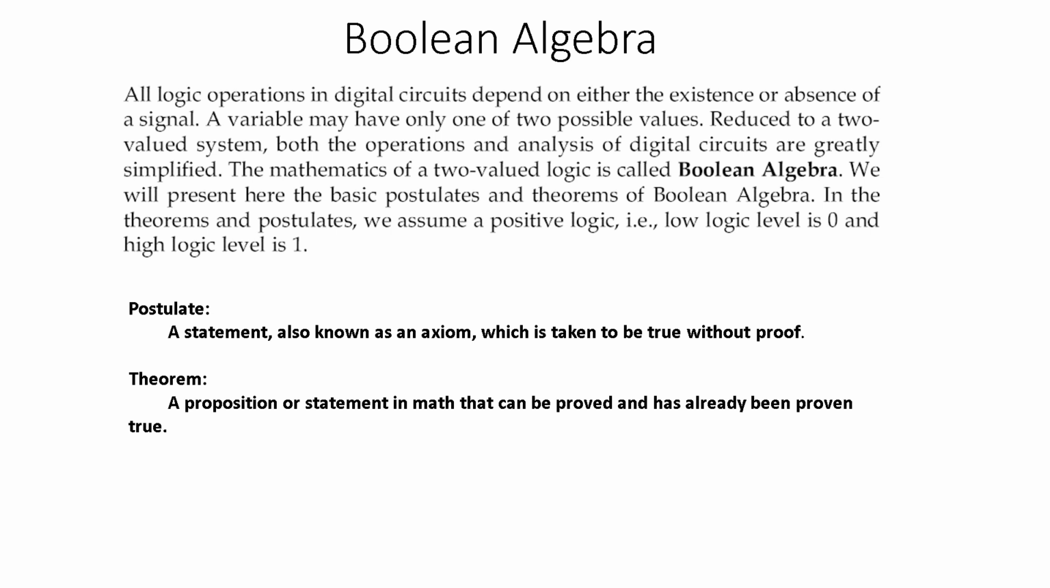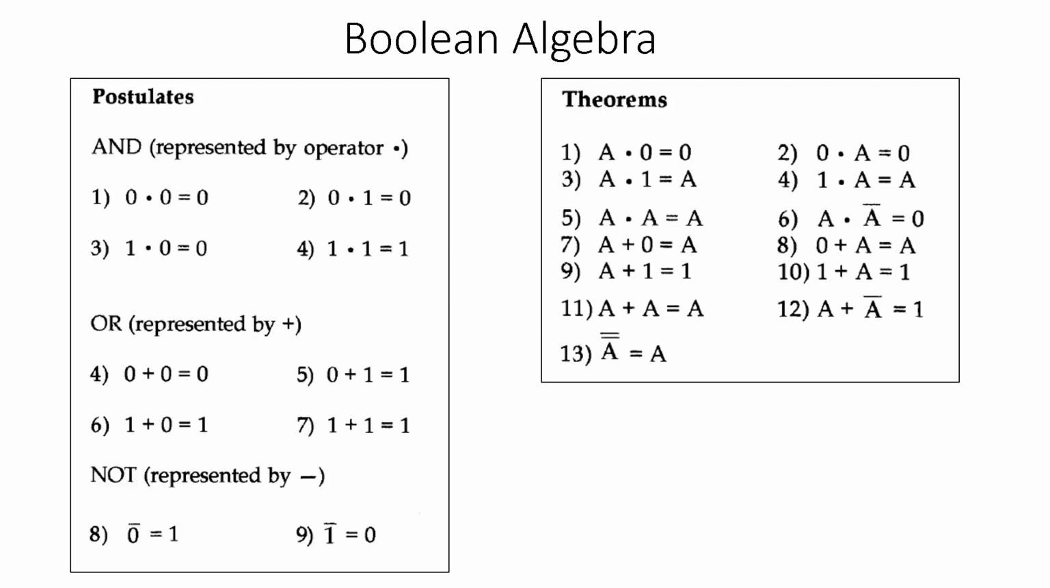So we will present here the basic postulates and theorems of Boolean algebra. In the theorems and postulates, we assume a positive logic, like low logic level is 0 and high logic level is 1. Before we proceed, take note that a postulate is a statement, also known as an axiom, which is taken to be true without proof, while a theorem is a proposition or statement in math that can be proved and has already been proven true.